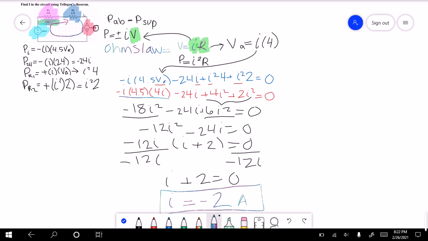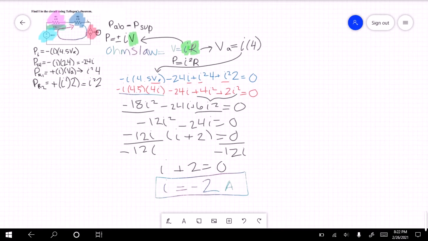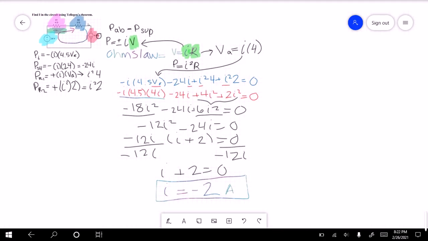So that's how we solve this equation. Most of it started off with knowing some circuits, but then it ended with knowing our algebra and using substitution.